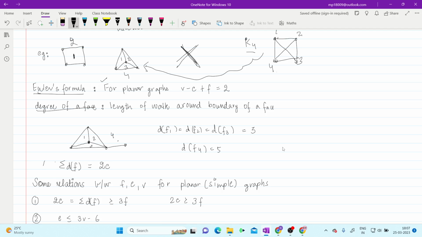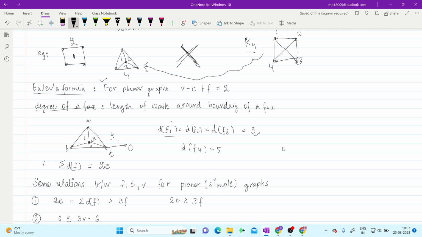So in this diagram, we have 4 faces. What is the degree of each face? The first, second and third faces are triangles. If you want to walk around the boundary, we need to take 3 steps. Therefore, the degree of each of F1, F2, F3 is 3. But for F4, the degree of the face will be 5.